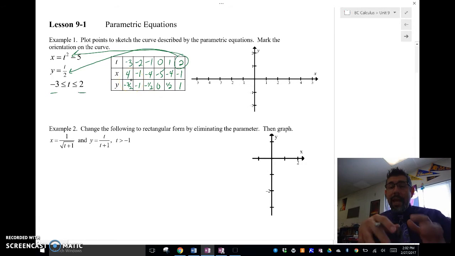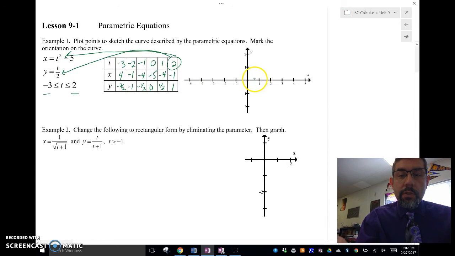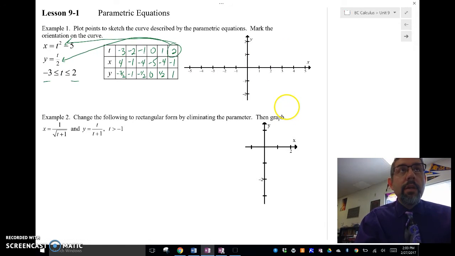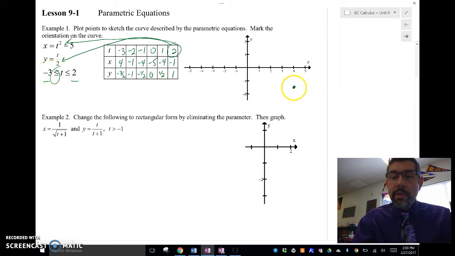Alright, so now that we have our x and y coordinates, we're just going to plot those points. We're going to start with t equals -3. So we're going to start with 4, -3 halves, which is going to be right here. Now it's a less than or equal to sign, so this is going to be a closed circle. And it's going to be a closed circle at the end as well.